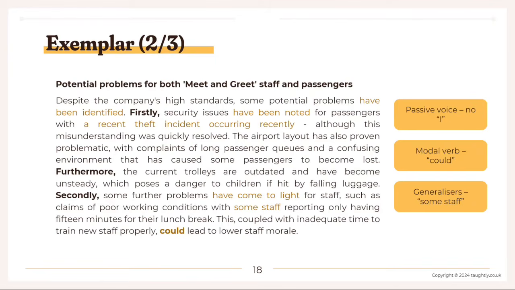In the second paragraph, once again, we have got no I. I'm using passive voice. I'll explain that more in a second. And I've also got some modal verbs too. For example, at the very end, this could lead to lower staff morale. And again, I'm going to talk this through in a little bit. And some examples of generalizers where I say some staff are reporting, rather than making it seem a little bit more aggressive with all of your staff say they can't have lunch. We're talking in a more general way, which comes across as more polite and formal.